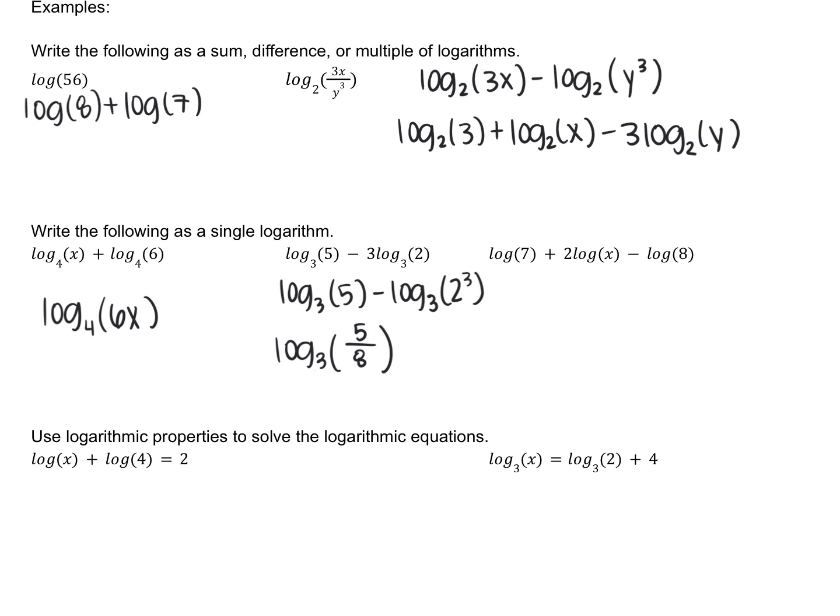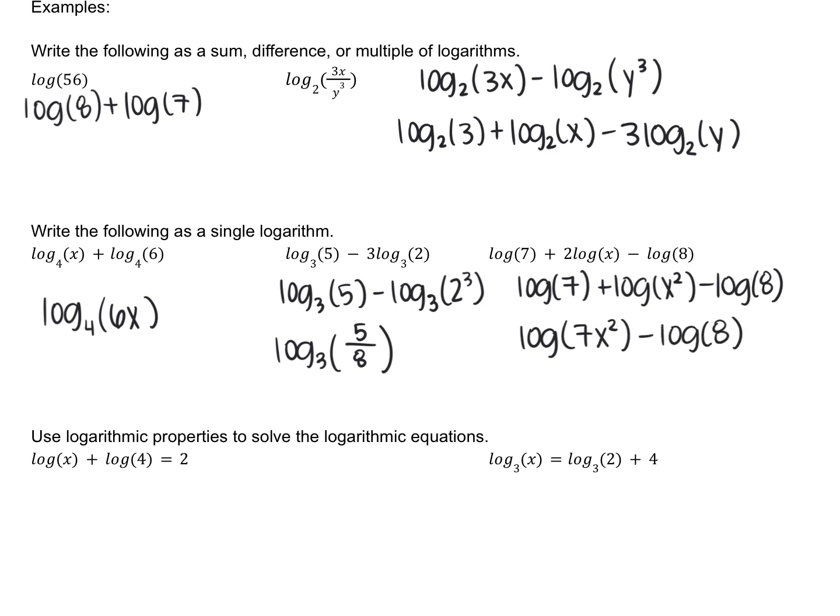And then our last example, log 7 plus 2 log x minus log 8. Again, the first thing I need to do is rewrite that number in front as an exponent. So it becomes log 7 plus log x squared minus log 8. And when you have more than 2 logarithms, you work your way left to right combining them. So first I'm going to combine log 7 plus log x squared as log 7x squared, and then my minus log 8. Now I combine using division, and it becomes log 7x squared over 8.